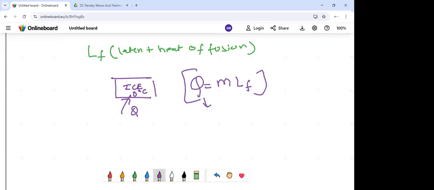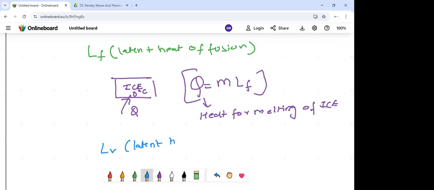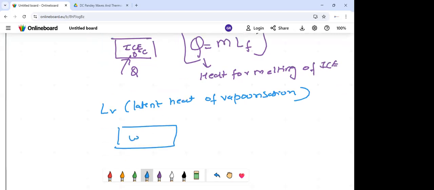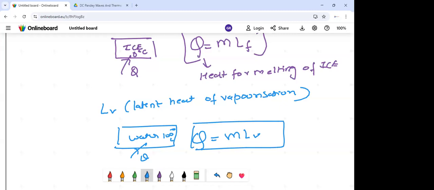This is the heat required to melt the ice. Is that part clear to all of you? Yes, sir. And similarly, latent heat of vaporization is there. So if we have water at 100 degree and we are providing heat, so same logic, how much heat we want? Mass into latent heat of vaporization, right? So these are the two formulas for latent heat, and for change in temperature, we already know what is the value we have to take.